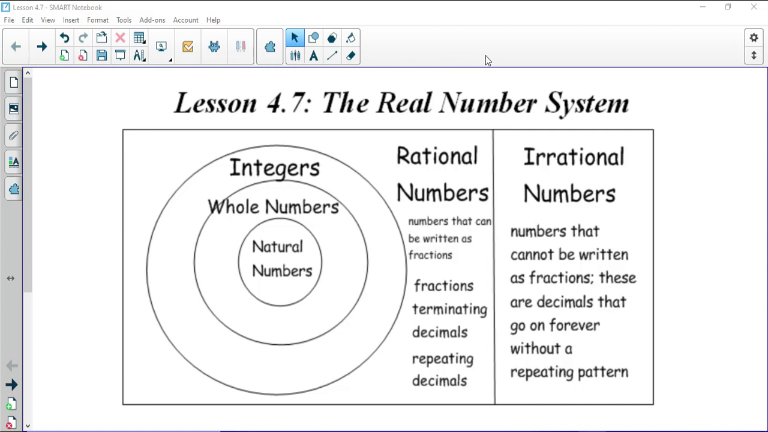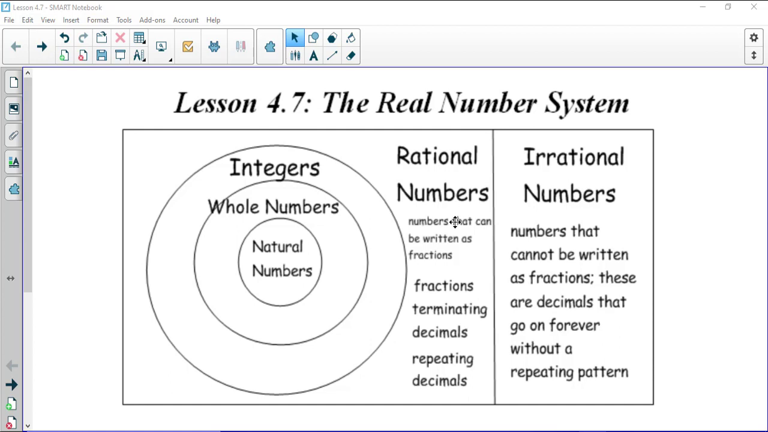Today's video will focus on the lesson 4.7 guided notes on the real number system. We've talked about a lot of different types of numbers this year, and we've actually addressed most of these already. So this is a good review for us to discuss the different types of numbers. We can divide our real number system. We do have imaginary numbers, something we don't talk about here, but you'll see in Algebra 2.